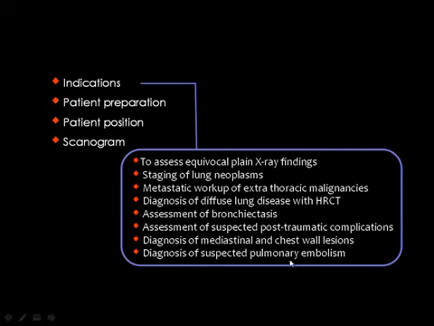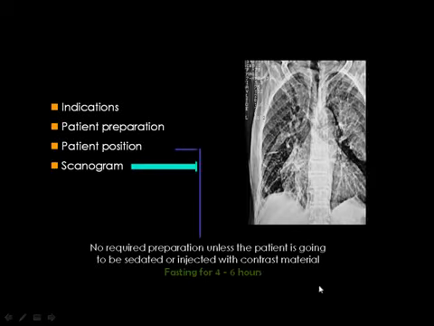Also, one of the important issues is the diagnosis of suspected pulmonary embolism. This is a very important role for the CT scan nowadays. If you know that the pulmonary ventilation perfusion scan is obsolete, and also the pulmonary angiography is obsolete, then I will show you how this can be performed in an easy way.